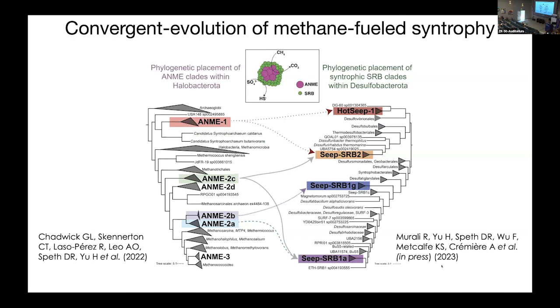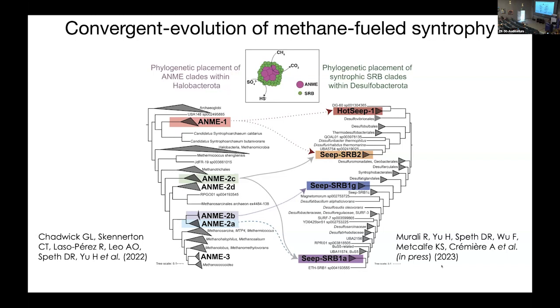What's really interesting is that they occur in different types of ecosystems, making different morphologies, but also this reaction convergently evolved on both the archaeal side and the bacterial side multiple times. There are multiple groups of anaerobic methanotrophic archaea capable of performing this methane oxidation. And likewise, there are multiple groups of sulfate-reducing bacteria capable of forming this partnership.